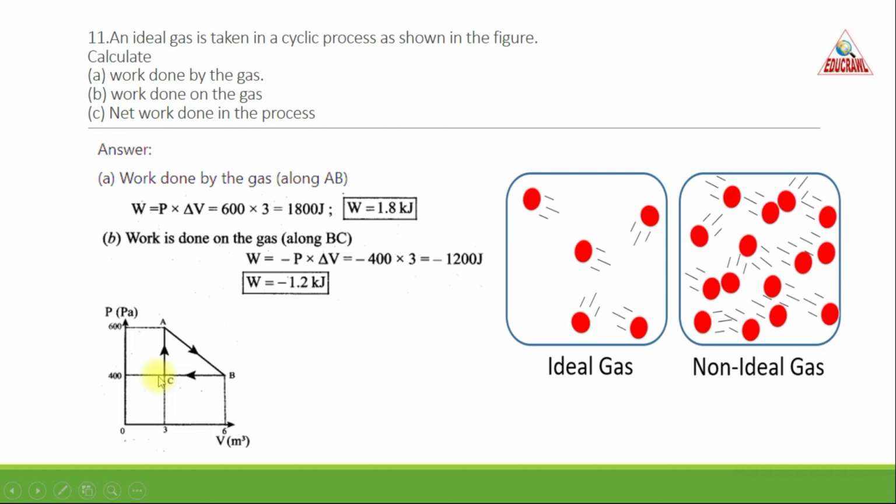Next, work done on the gas, which is along the curve BC. So the area under the curve BC, or using the formula also you can calculate the work done, which is equal to P del V. Along BC, the pressure is 400. Along BC, once again, the change in volume is 3. So 400 into 3, which is equal to 1200. Since the work is done on the gas, it is minus 1200 joule. Once again, you can convert this into kilojoule as minus 1.2 kilojoule, where kilo is equal to 10 power 3.